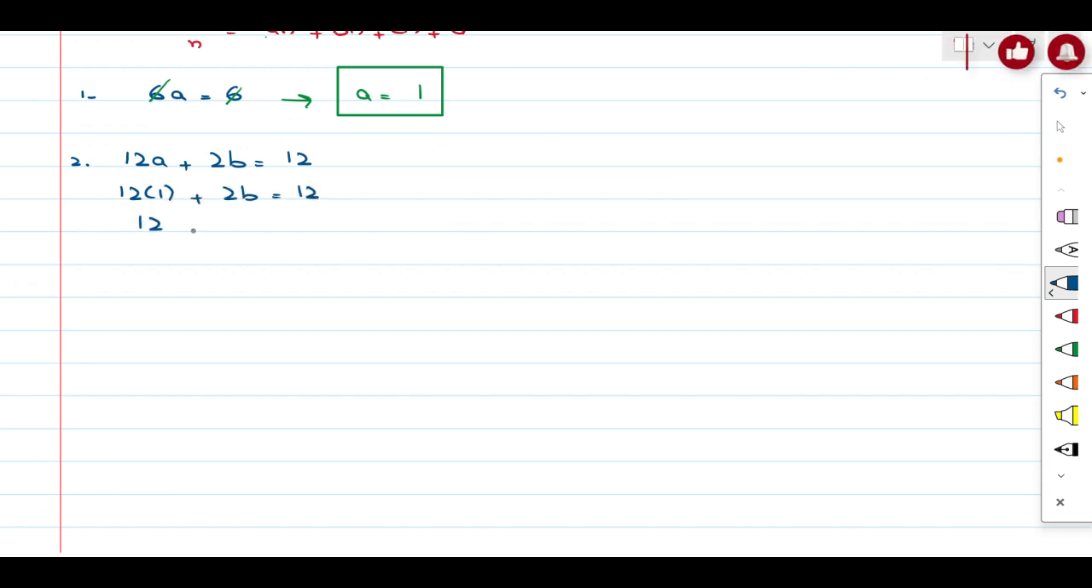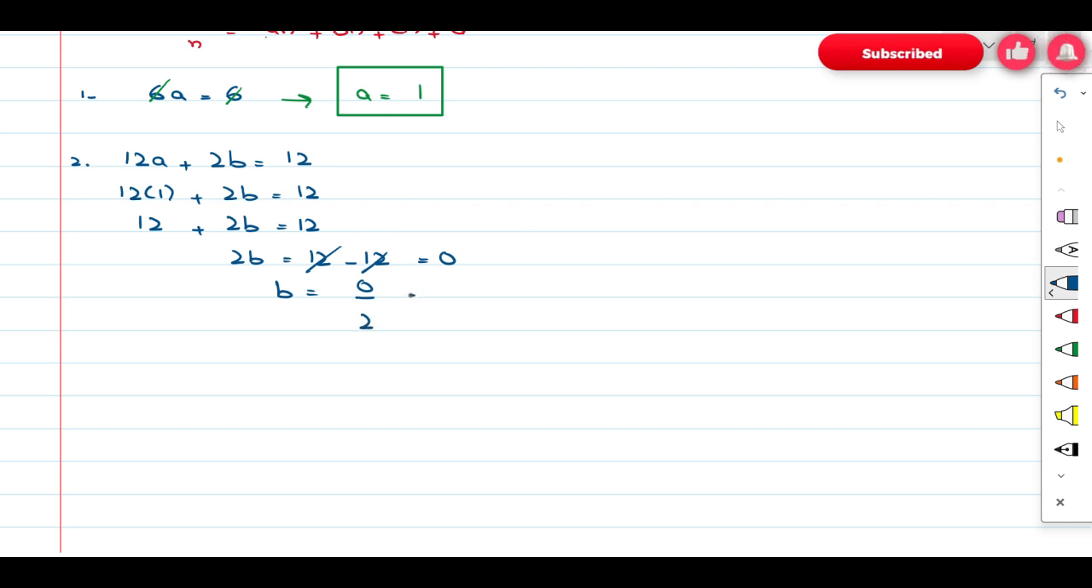This is 12 plus 2b equals 12, and shift the 12 to the other side. So 2b equals 12 minus 12, so it is cancelled out. We have 0. To get b, you can say 0 divided by 2, and from here we will get b value is 0. 0 divided by anything is always equal to 0, right?